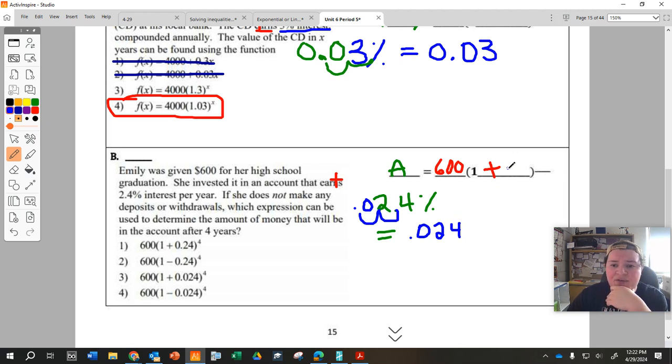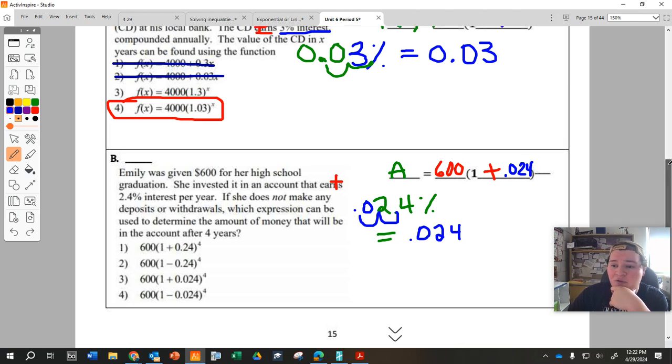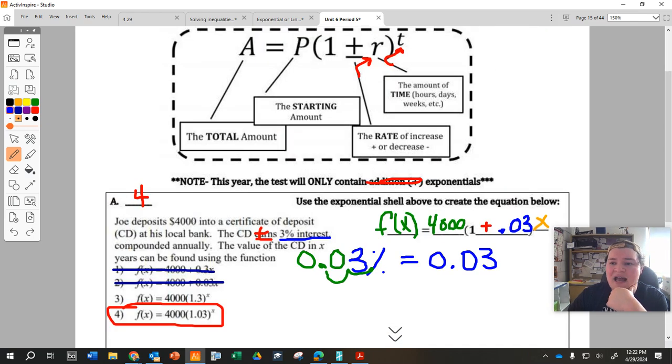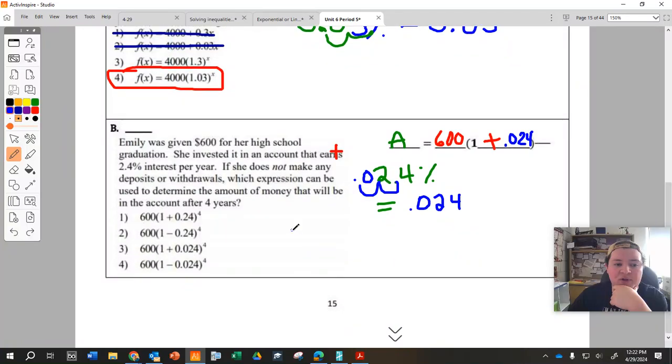So 1 plus 0.024. And up here in this spot, I don't remember. Oh, it's the time. Well, how much time is going on for old Emily here? How much time goes by? Amount of money that will be in the account for 4 years. Put a 4 up there. At that point, I'm all filled in.